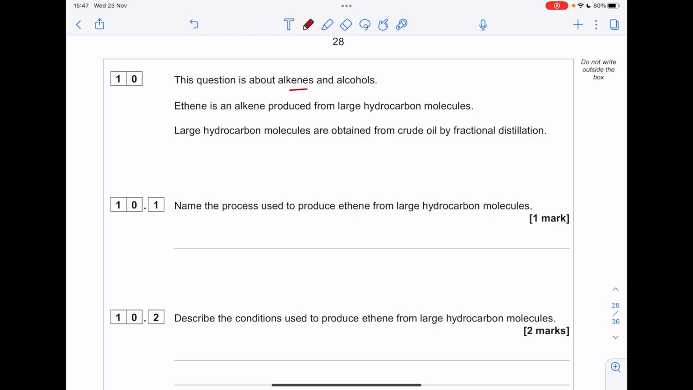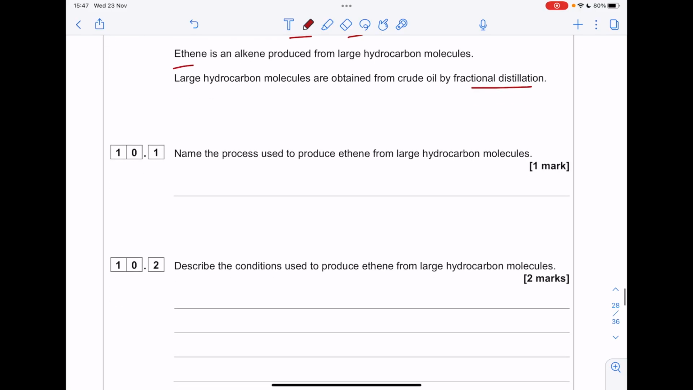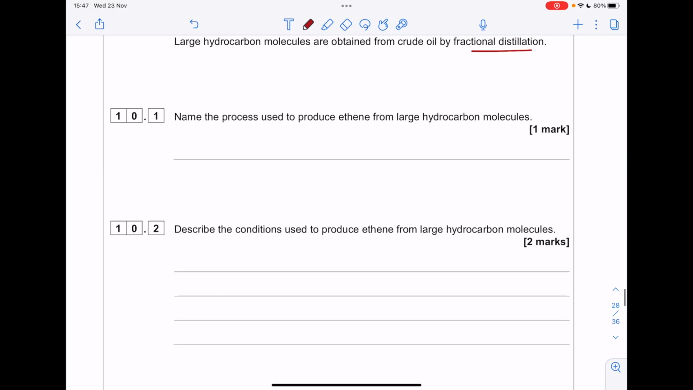This question is about alkenes and alcohols. Ethene is an alkene produced from large hydrocarbon molecules. Large hydrocarbon molecules are obtained from crude oil by fractional distillation. Name the process used to produce ethene from large hydrocarbon molecules. It's known as cracking.